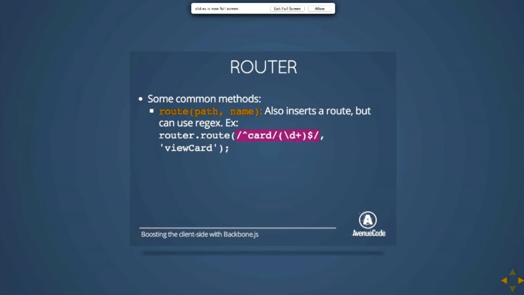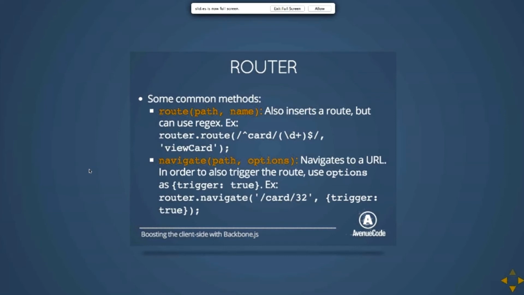Navigate is for when you are somewhere in your application and you want to bring the user to another route. So you can call navigate to the route card 32. If I pass trigger equals true, it will trigger the route. If I don't pass it, it will only change the URL. So we use this to navigate internally in Backbone. Okay. It uses push state.